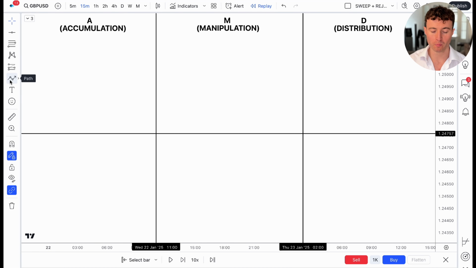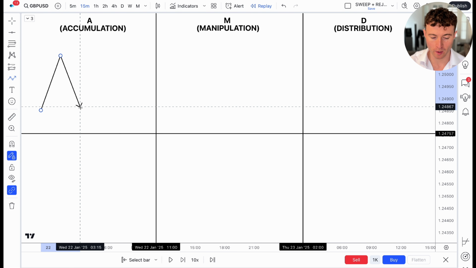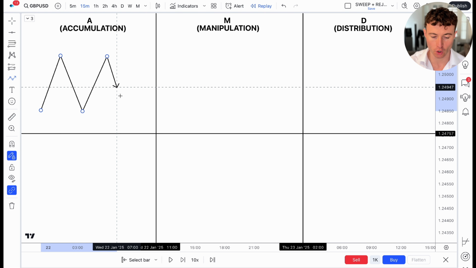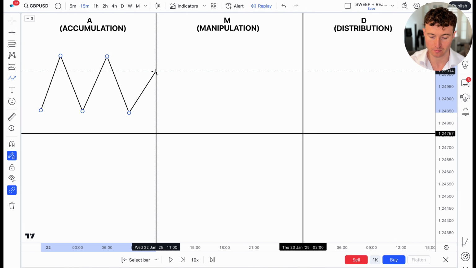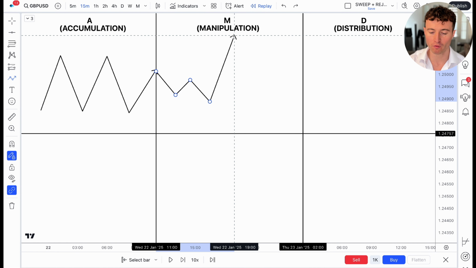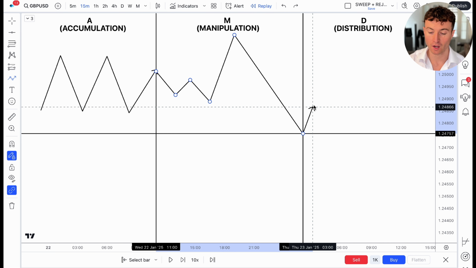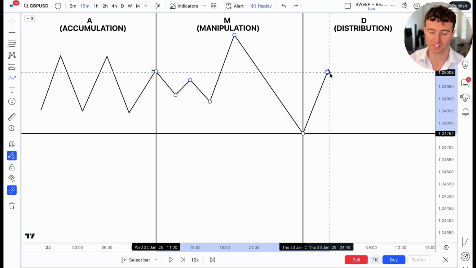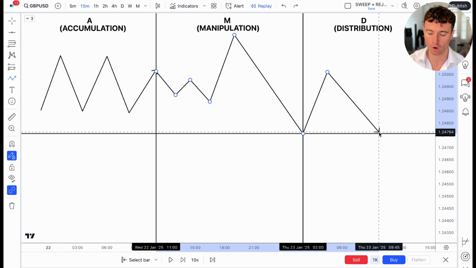The markets work based on accumulation, manipulation, and distribution. But what is A.M.D? Accumulation is when price is simply just consolidating. Manipulation is when we run the liquidity above the accumulation. And finally, distribution is the shorting of the market.